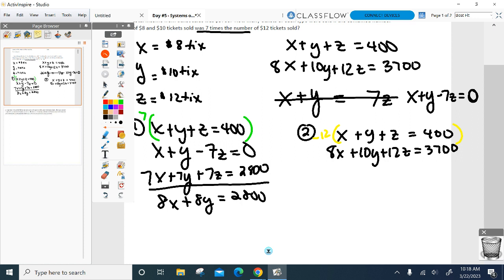Guys, you got to take your time here. All right, this is why I said earlier, be neat. Negative 12x minus 12y minus 12z equals, oh boy, I can do this. 400, that's 800. 6 more of those, negative 4,800.